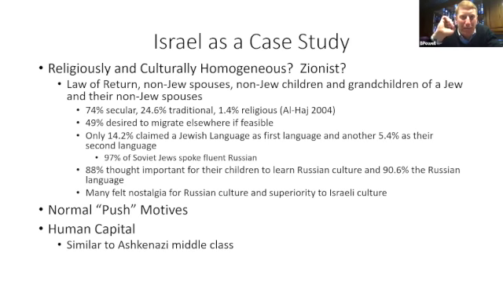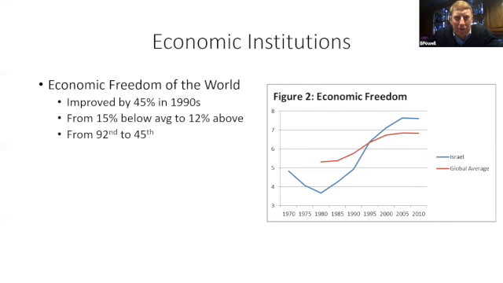Basically, it's the normal push model of bad conditions in the Soviet Union pushing migrants out. They chose Israel not because of some cultural or religious affinity, but because it would accept them. The one caveat that's different than third world migration today is that many of these people had higher human capital. They weren't all low skilled. Many of them were educated. So that's the difference, not the religious or cultural part so much.